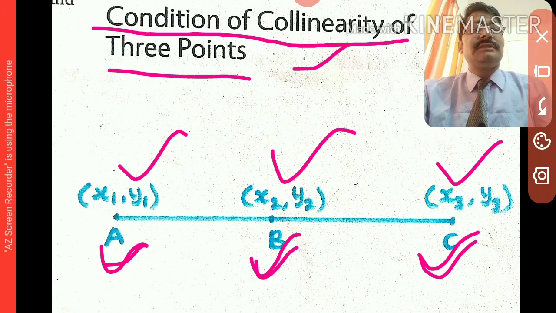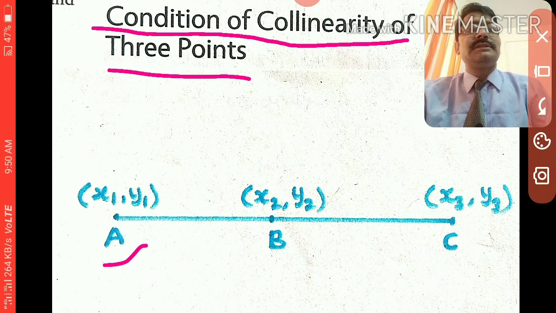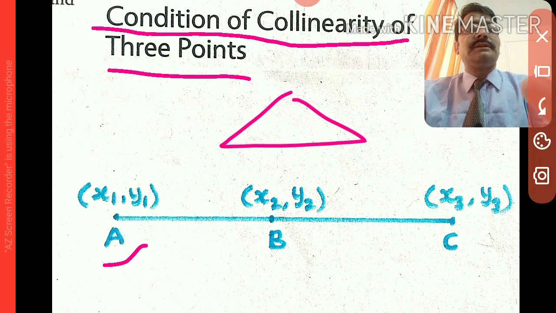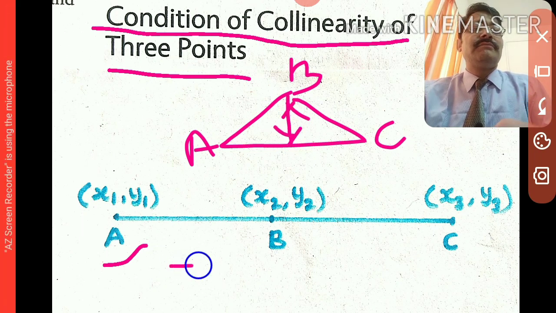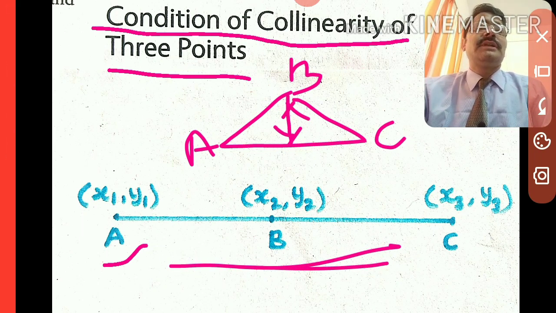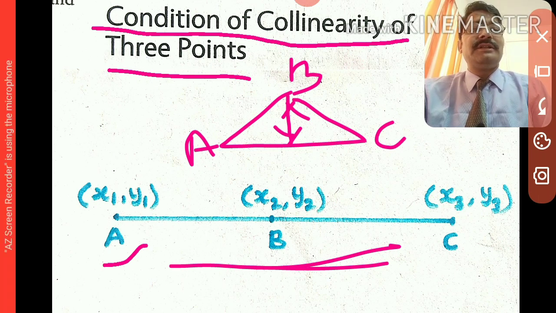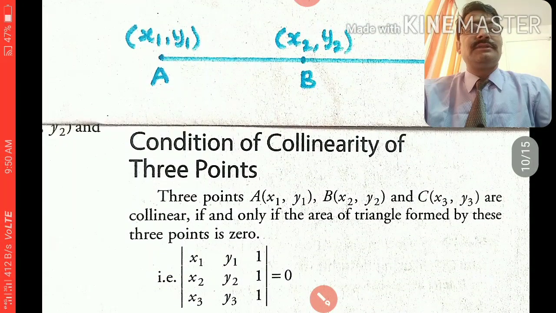We can understand here that this is a triangle, with the B point here, the A point here, and the C point here, and this height becomes 0. When this height becomes 0, we get this type of line. So when the height is 0, what is the area of the triangle? The area of the triangle is 0. So we use the same formula here.